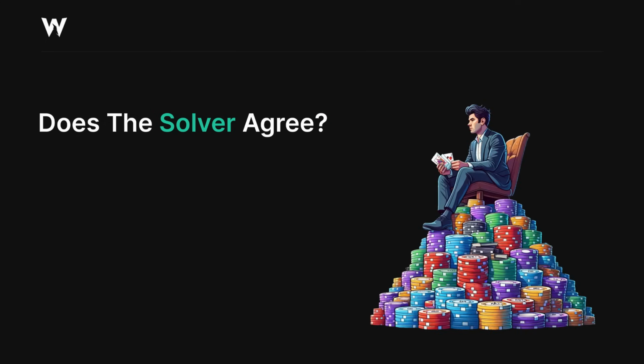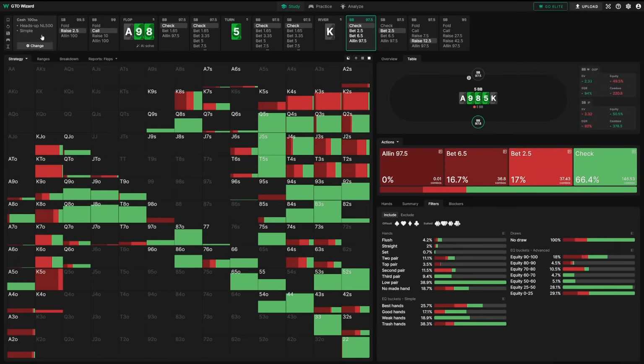Simple as that. Okay, that all sounds good and well, but here's a question. Does the solver agree with our math? Let's take a look. This is a simple cash game spot. It's checked all the way down to the river. Ace, 9, 8, 5, king. So lots of different hands get there, right? There's straights, there's flushes, there's 2 pairs, all kind of different hands, but not a lot of action so far.